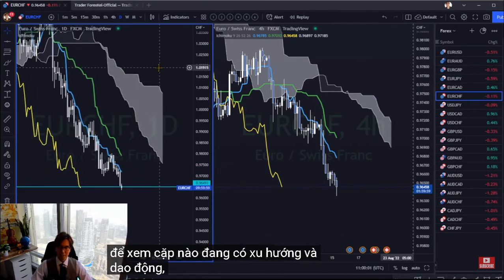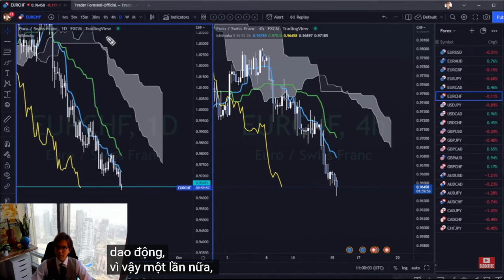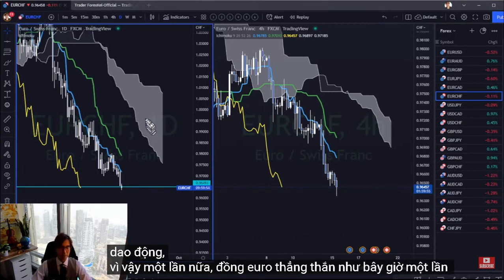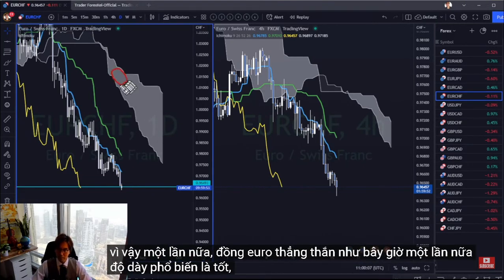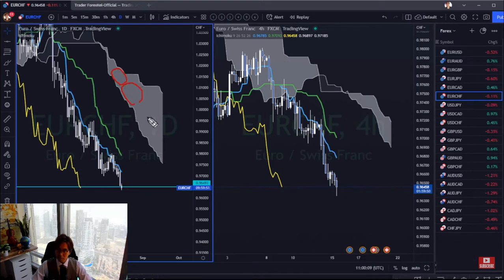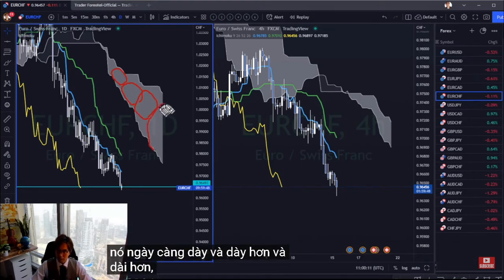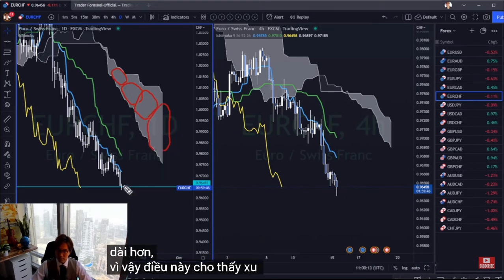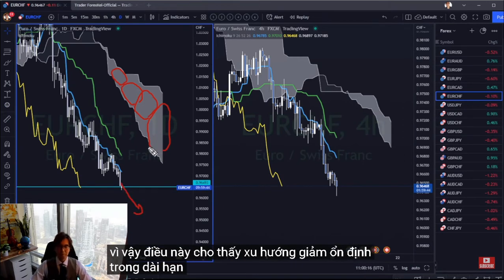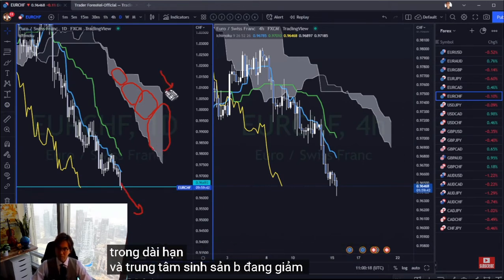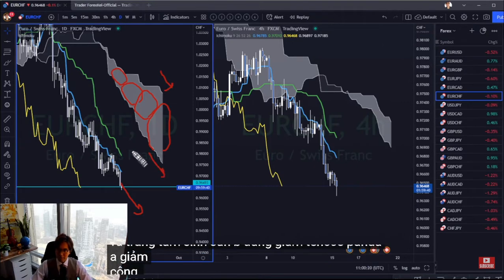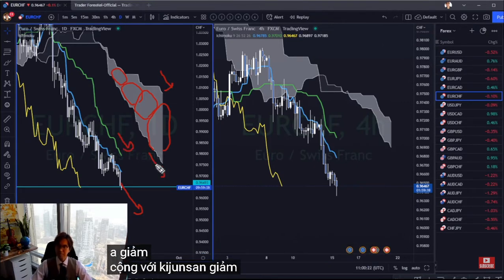So again, Euro Swiss franc as of now, kumo thickness is nice. Kumo is getting thicker and thicker and longer. So this is showing a stable downtrend in the long term. And Senko span B is down, Senko span A is down, plus Kijun Sen is down. So this is a really nice downtrend, right?